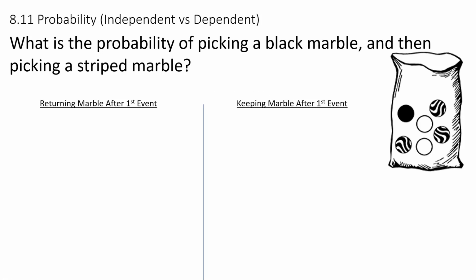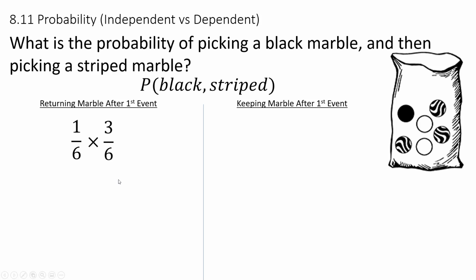Here we go. What is the probability of picking a black marble and then picking a striped marble? Well, that's going to be the probability of black then striped. When you're returning the marble after the first event, you still have a 1 in 6 chance of picking the black. Then you put the marble back in, you have 3 out of 6 for your next one. You get those in lower terms, 3/6 to 1/2, you multiply across, you're going to get 1/12, which is about 8%.